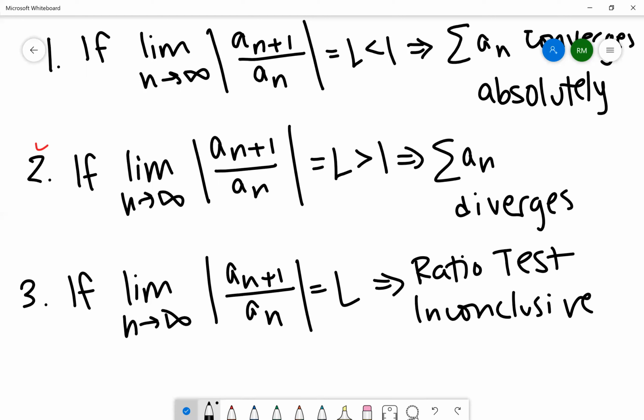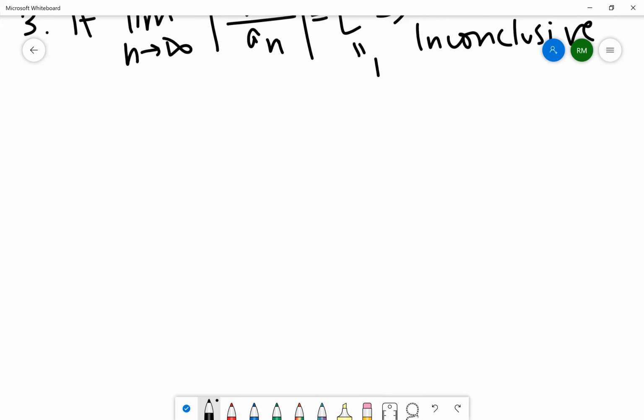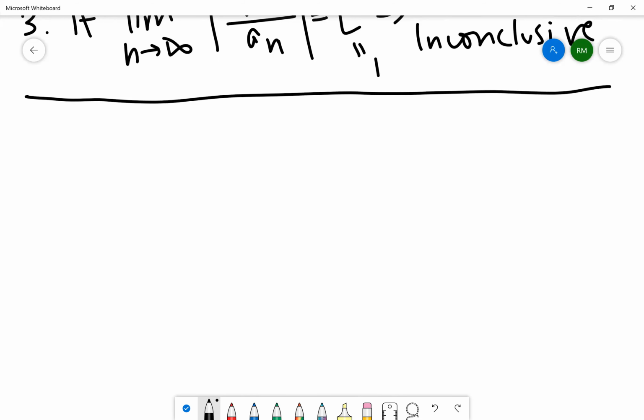And in the last case, if our limit is equal to 1, then the ratio test is inconclusive. Okay, so for the ratio test, we want our limit to be less than 1 or bigger than 1 because these are the situations where we get a conclusion about our series. So let's do some examples, and I think you'll find out pretty quickly that the ratio test is everyone's favorite.